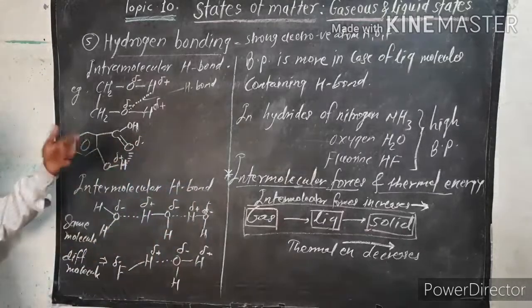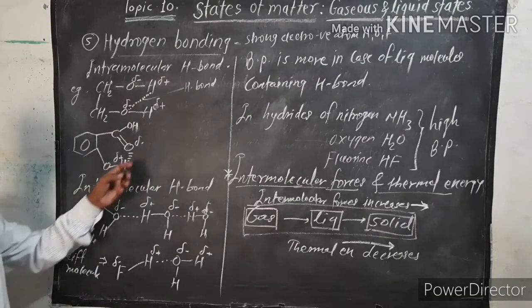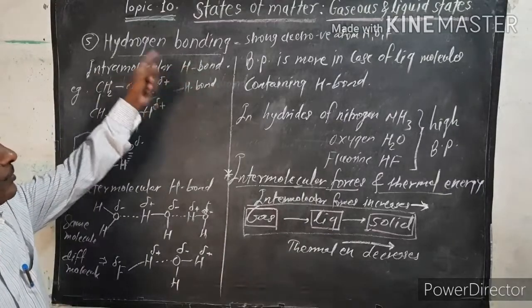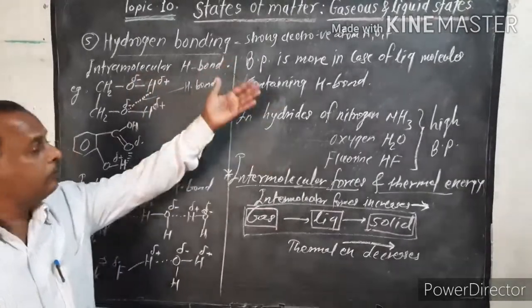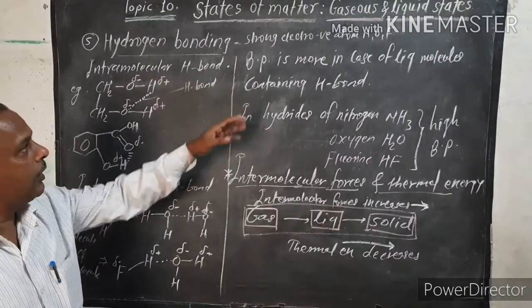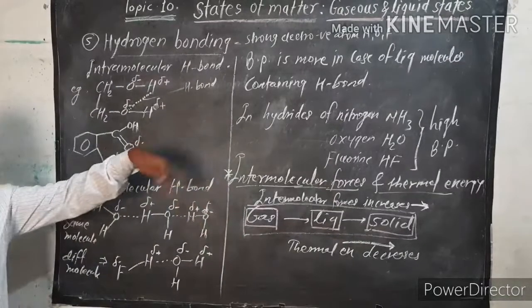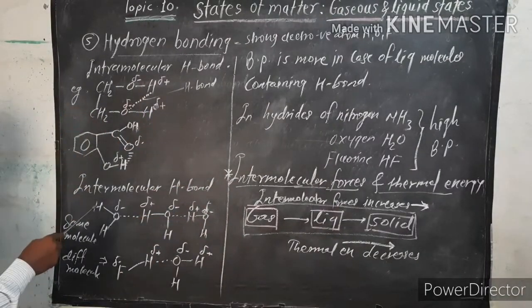It is the electrostatic force of attraction between the positively charged, polarized hydrogen atom of one molecule and a strongly electronegative atom of the other molecule, like nitrogen, oxygen, or fluorine. Now, there are two types: intramolecular hydrogen bond and intermolecular hydrogen bond.